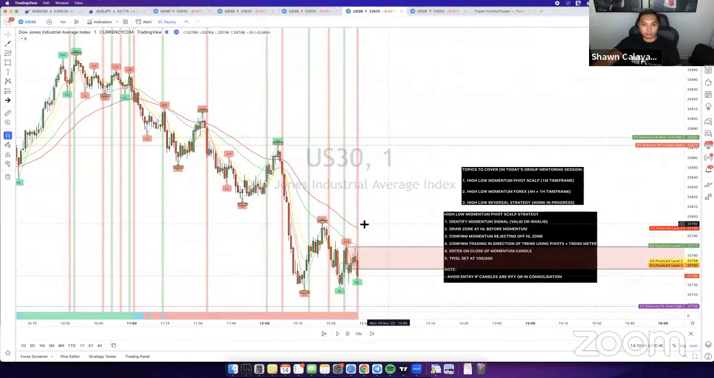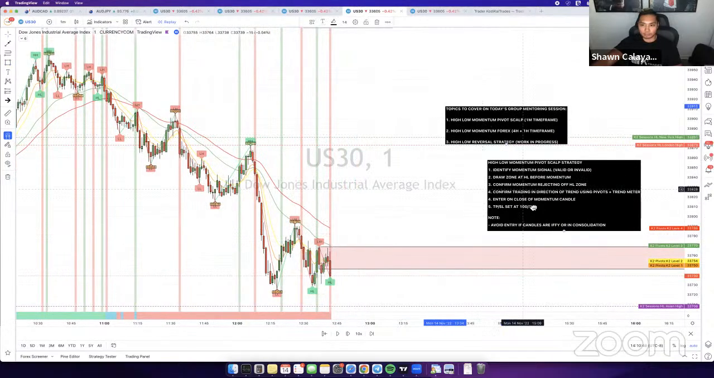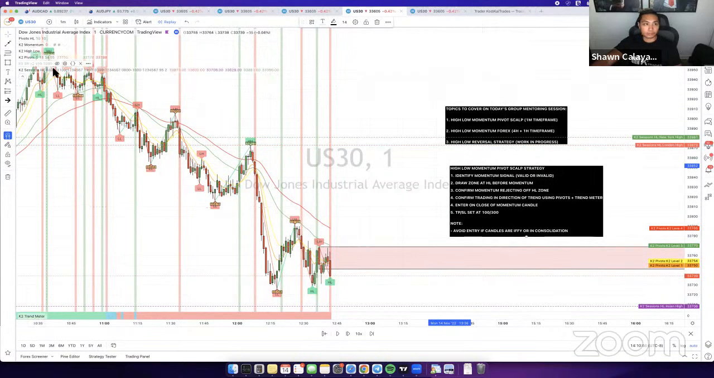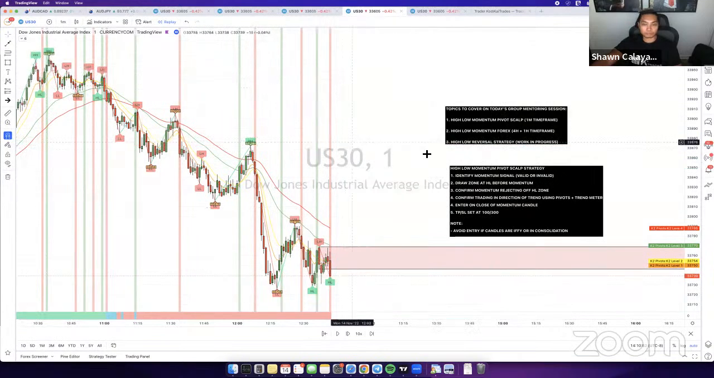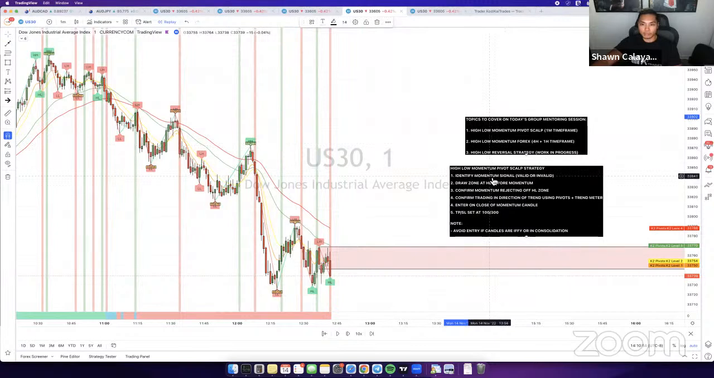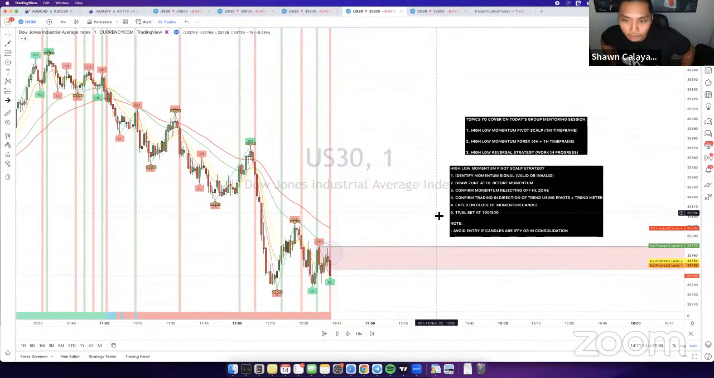Once you have that drawn up, you have everything lined up. So we have requirement 1 met, requirement 2 met. Requirement 3, you want to confirm momentum rejecting off the high-low zone. So you have the zone right here, you have the momentum pushing away from it, that's going to be the rejection. So that is going to fit the criteria right there for requirement number 3.